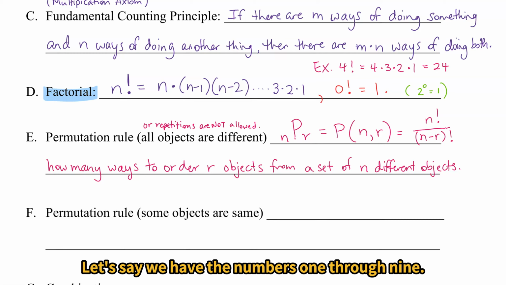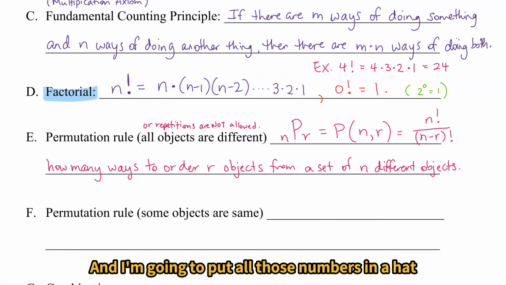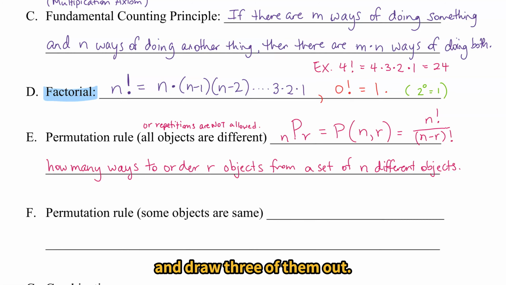Let's say we have the numbers 1 through 9, and I'm going to put all those numbers in a hat and draw 3 of them out and arrange them in an order.